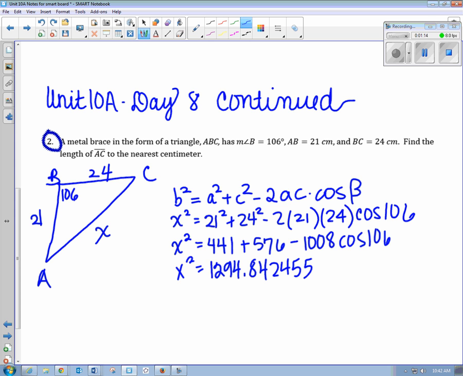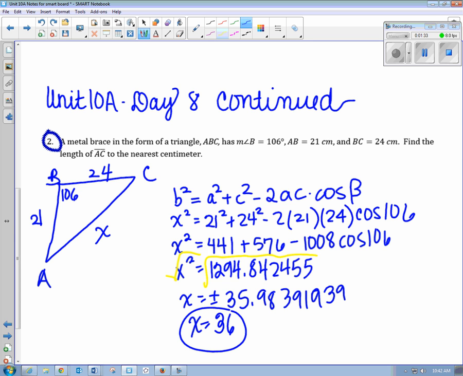And then I need to get that X alone, so I'm going to square root both sides, which will give me X, rounded to the nearest centimeter, will give me 36.